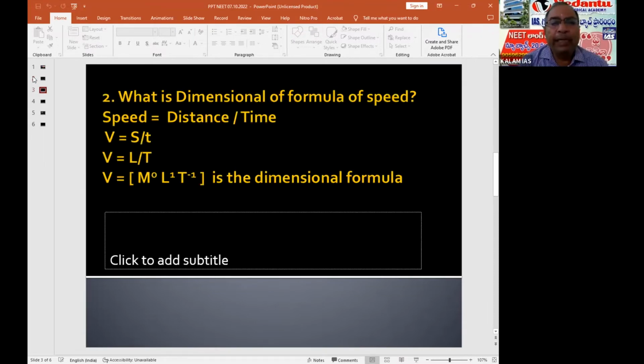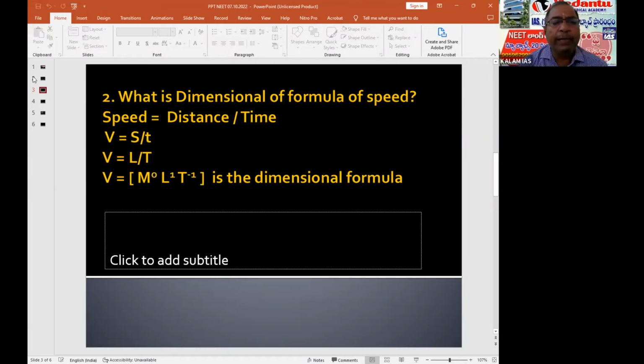Next one. What is the dimensional formula of speed? We know that in a dimensional formula, we have to use the fundamental quantities. What are the fundamental physical quantities? Mass, length, time. By representing all 3, we have to give the formula. For example, speed is equal to distance by time. That is V is equal to S by T. Distance is nothing but length, so V is equal to L by T. Here, V is equal to M0, L1 and T minus 1, which is the dimensional formula.